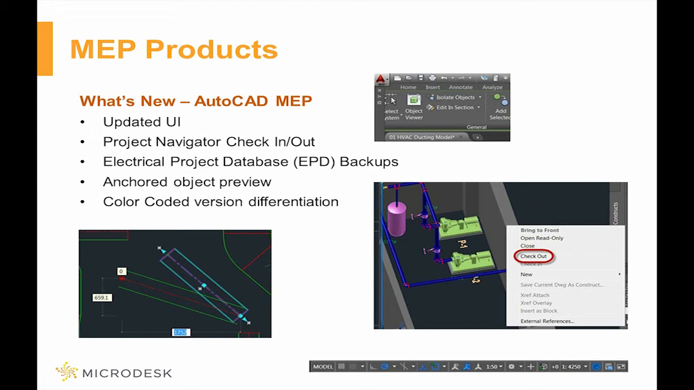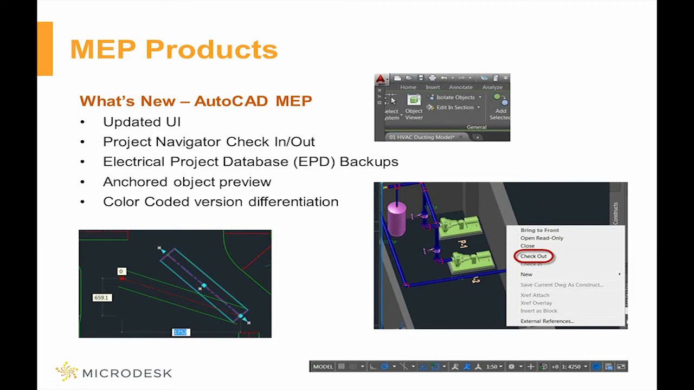Another feature is the anchored object preview. If you're working on a project and you're doing a coordination model and you have another consultant's model or AutoCAD file linked into yours, we have the object preview. As we're laying out ductwork, we can see a preview of where we're laying out the ductwork. So it allows a little more efficiency when we're drawing around models that may be extracted into our AutoCAD file.